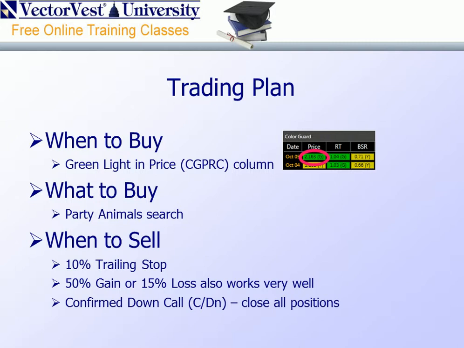Now that we have that, let's take a look at how we got to that point. In other words, let's take a look at how we knew to use Party Animals as the search and how we figured out that a 10% trailing stop or the 50% gain or 15% loss worked very well. To do that, let's go right into VectorVest.